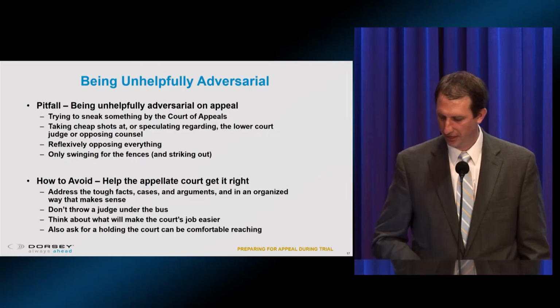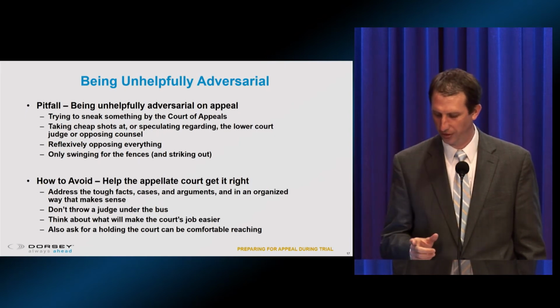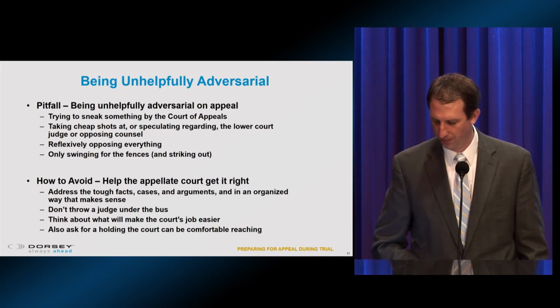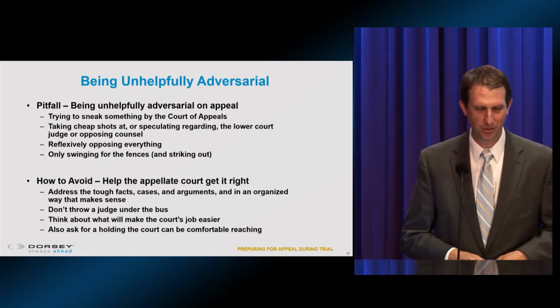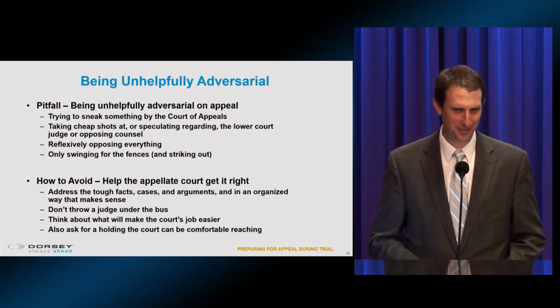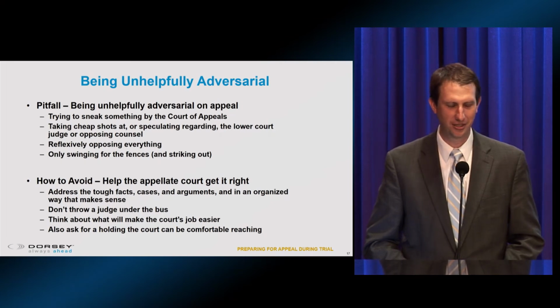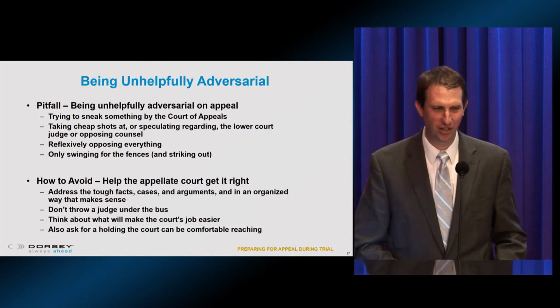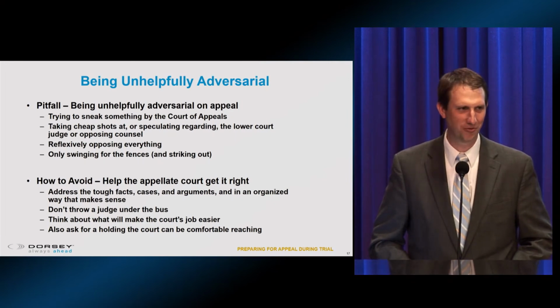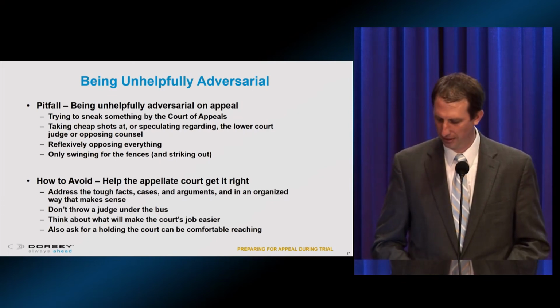Another example of being unhelpfully adversarial on appeal is reflexively opposing everything. And this can come up both at the motion stage as well as when you're dealing with the briefing. So at the motion stage, for example, the other side asks for a 30-day extension. 9 times out of 10 at the Court of Appeals, that's going to be a rubber stamp, okay, for a 14-day or a 30-day extension. You really don't benefit much by firing off an angry response to the court for why there shouldn't be an extension here. You're much better off letting that one slide and then asking for 14 or 30 days yourself when it's your turn to write your brief.